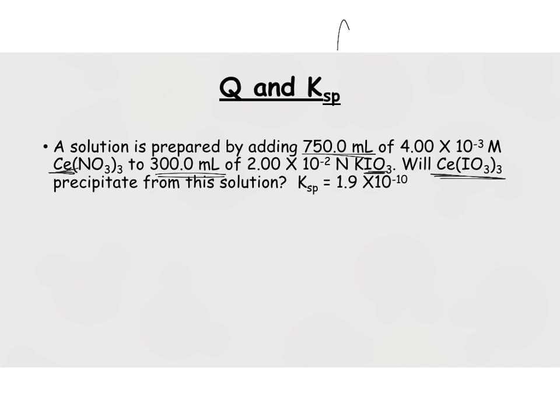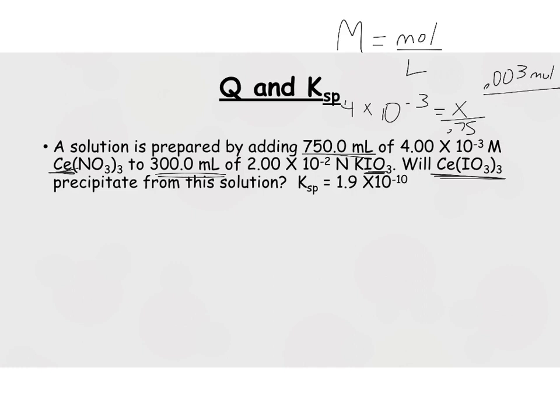All right, so I'm going to do this by molarity equals moles over liters. So I got 4 times 10 to the negative third is equal to x over 0.75. All right, which gives me 0.003 moles of my Ce. And then divide by my new volume, which is 1.05 liters. And I get a concentration for Ce of 0.0029 molar. All right, that's my Ce.